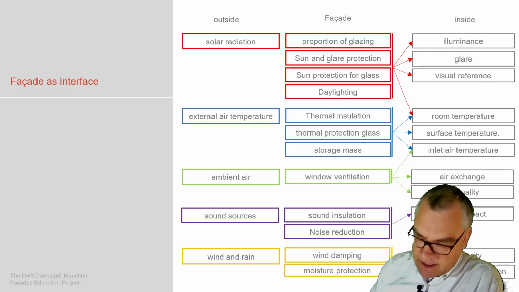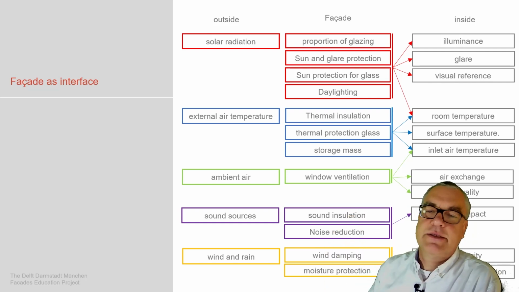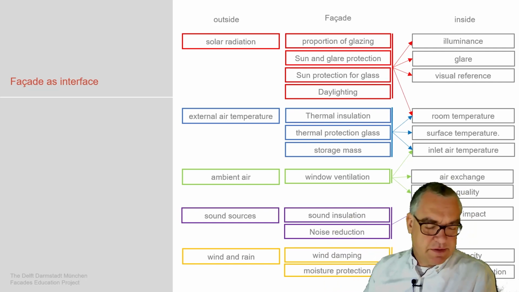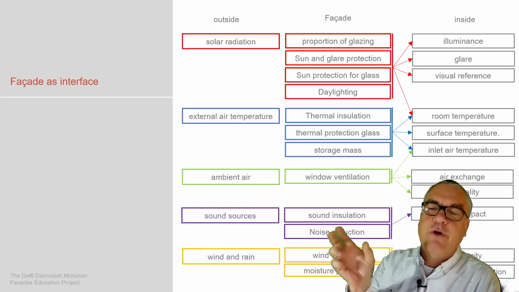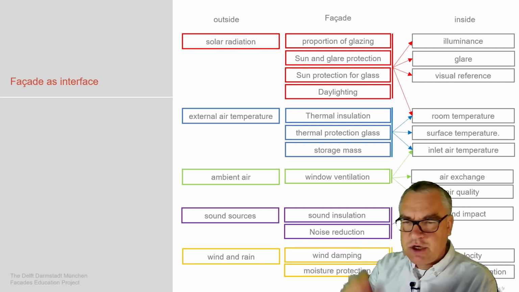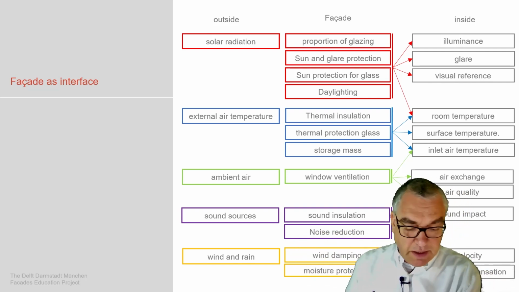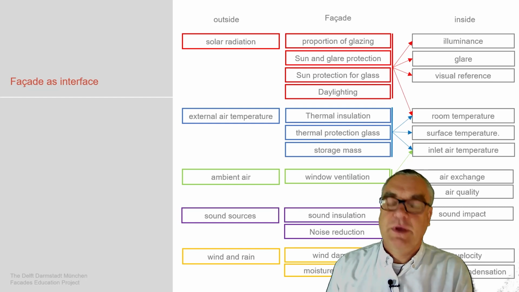And we have to see the facade as a blocking interface. That's the simple part. And we have to see the facade as the interface which needs to have openings, allowing an exchange between the one and the other side, the medium which is to be used.